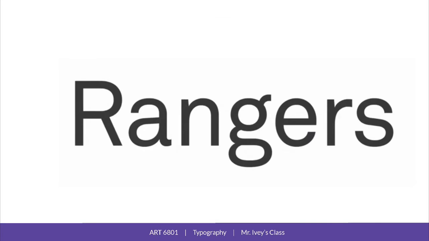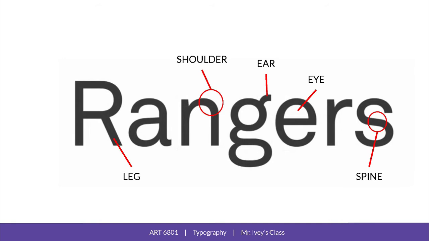Many parts of letters are often named after human body parts. This is a leg, and this is a shoulder. This part of a G is called the ear, and the inside counter of an E is the eye. And the center part of an S or other curved letters is known as the spine.